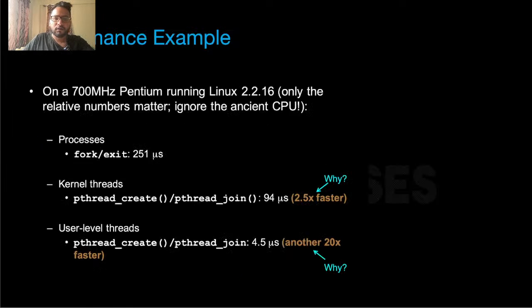Now for the performance, as I said, let's suppose a fork takes 251 microseconds in some system. Then kernel level threads take just 94 microseconds, which is 2.5 times faster than creating a process. But user level threads are extremely cheap, taking about 4.5 microseconds, which is 20 times faster. Okay.